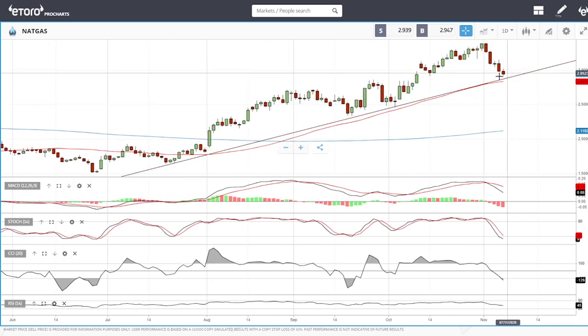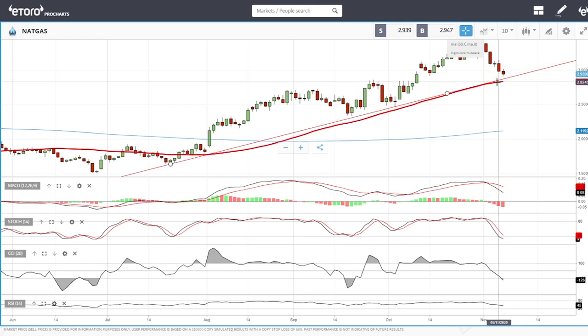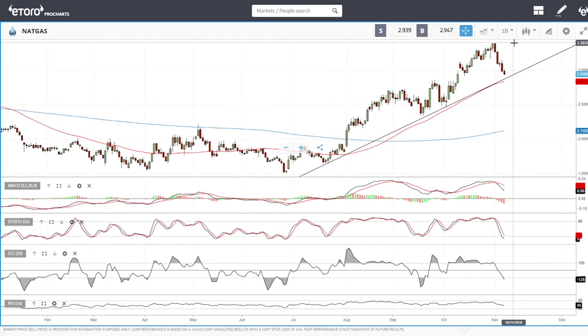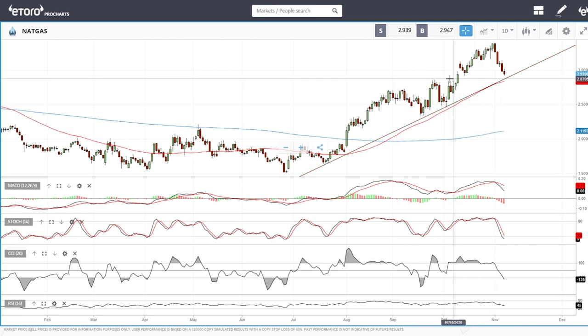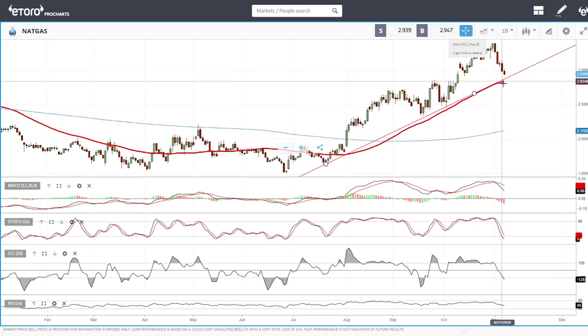So if this breaks, then we have the 50 moving average underneath. So this should be major support. And on rallies here, we should expect the highs here of 3.3. And if we break this resistance and this support area here and the 50 moving average, then we have these previous highs as well as support. So there is significant support here.